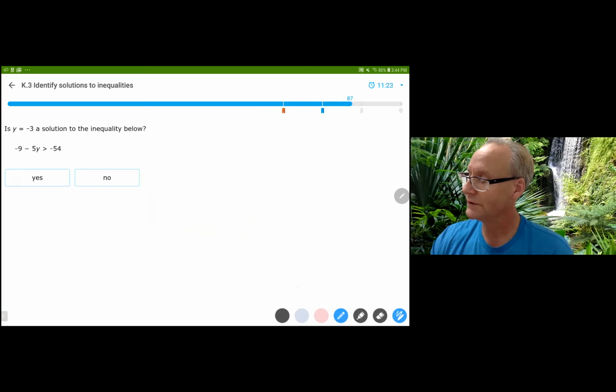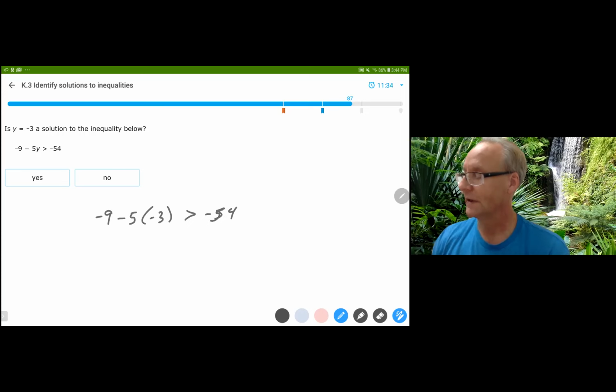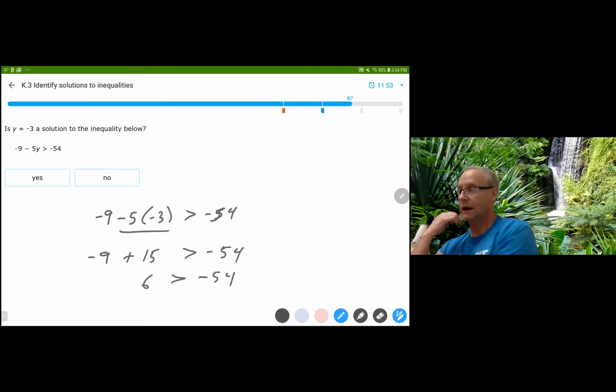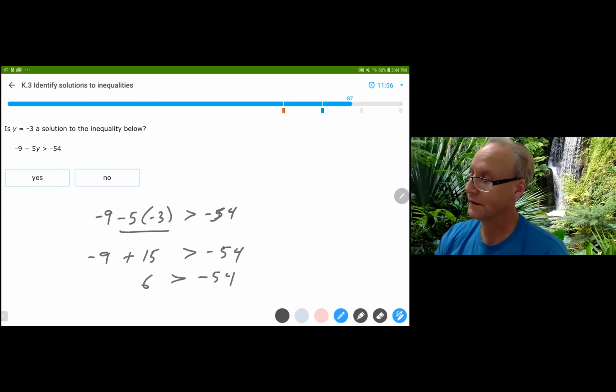This one, we're going to check negative 3. A couple of ways to go. I'm just going to go ahead and substitute. So it's supposed to be negative 54. So be careful. It's really easy to make a mistake here. This is being multiplied first. So this is negative 9 plus 15 is greater than negative 54. And that certainly is true. 6 is greater than negative 54. And it looks like we are done. It's a yes.